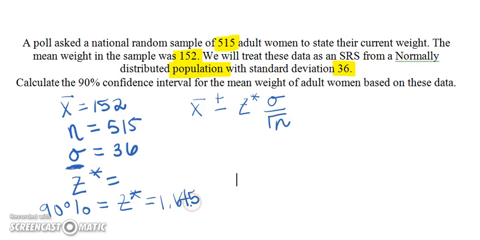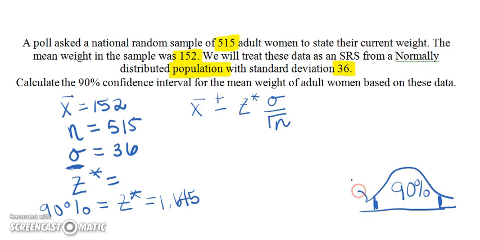1.645. If we think about what that means, if we look at the normal distribution, this is the cutoff where our middle data is 90%, and out in the tails we have a total of 10% of a z distribution, a standard normal distribution. So these are our two cutoffs, negative 1.645 and positive 1.645. So that's where we get those critical values from for a 90% confidence interval.